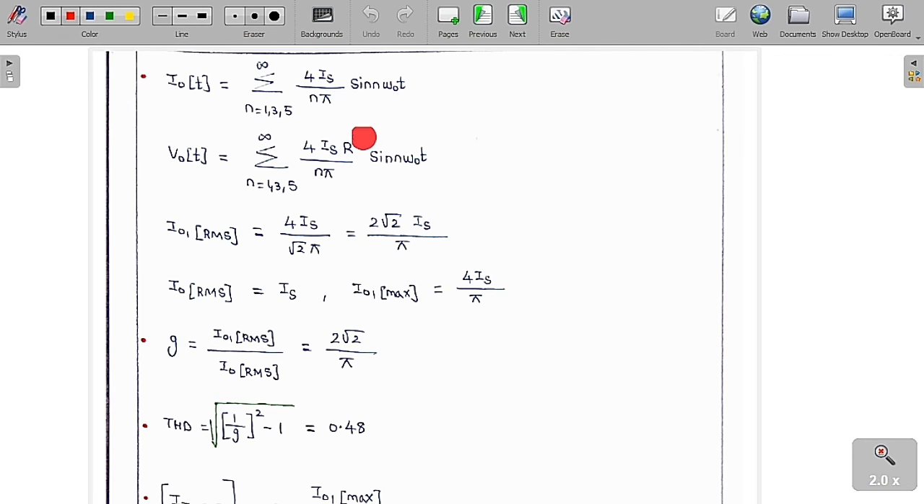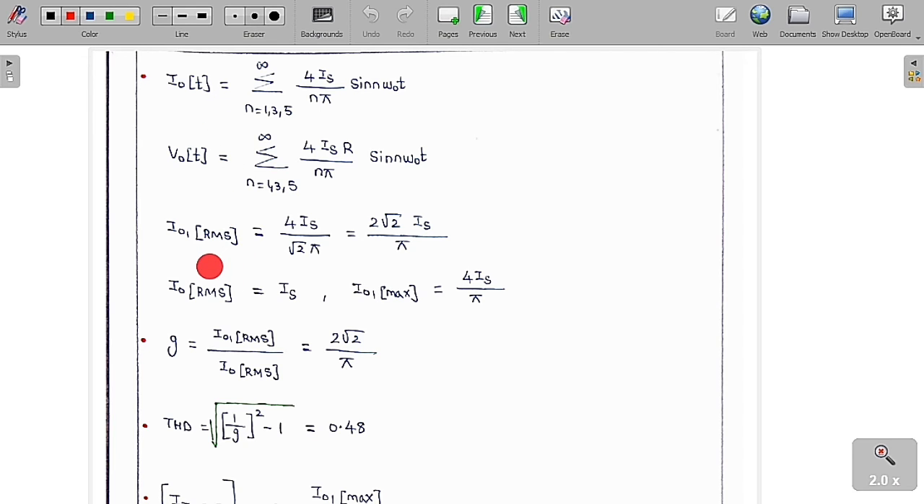So now I want to write the expressions of the Fourier series. As I0 is a periodic signal, I0 of t is equal to sigma, n equal to 1, 3, 5 up to infinity, of 4 into peak value IS by n pi into sin n omega naught t. So this is the I0 of t we are going to get. Similarly, V0 of t is equal to sigma, n equal to 1, 3, 5 up to infinity, of 4 into peak value IS into R by n pi into sin n omega naught t. So this is the output expression for the output current and the output voltage.